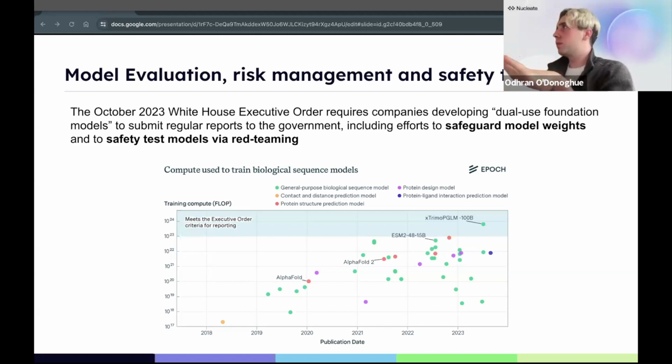But this safety testing is really important. It needs to be done. And in the same way it's being done for models that design proteins, it should really be done for models that run lab automation equipment too.